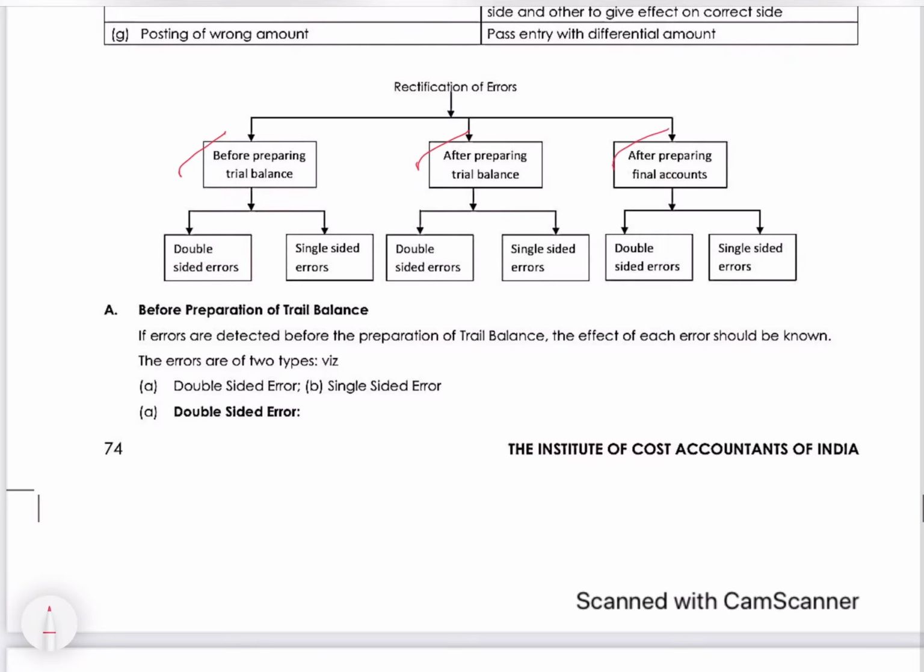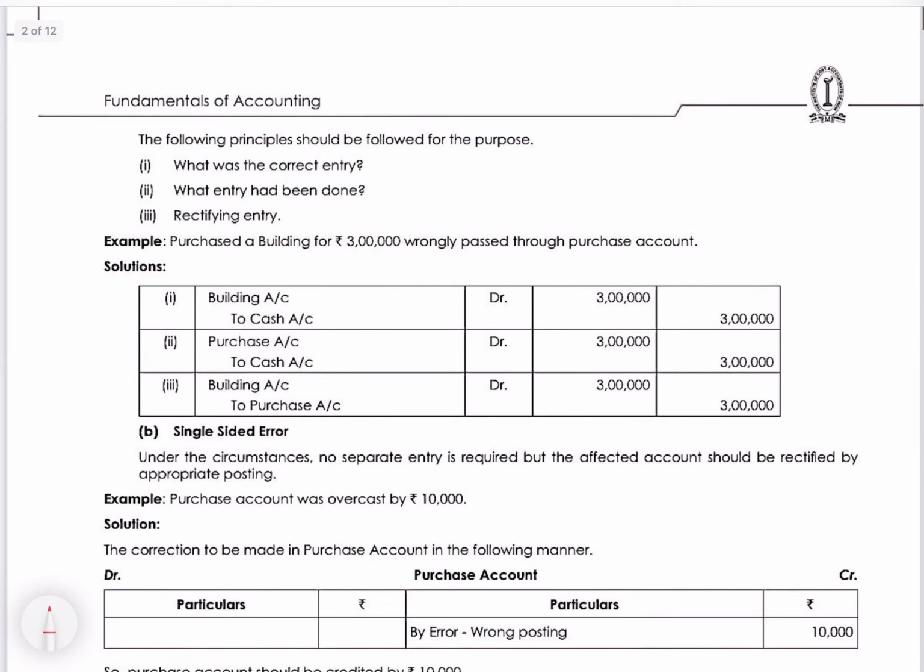So before preparing trial balance, you will come across double-sided errors and single-sided errors. In the same way, for each level you will be finding double-sided and single-sided errors. So what do you mean by double-sided errors and single-sided errors? Okay, so we'll go to that. Double-sided errors means the whole entry has gone wrong. What should be debited, what should be credited, totally it's going wrong.